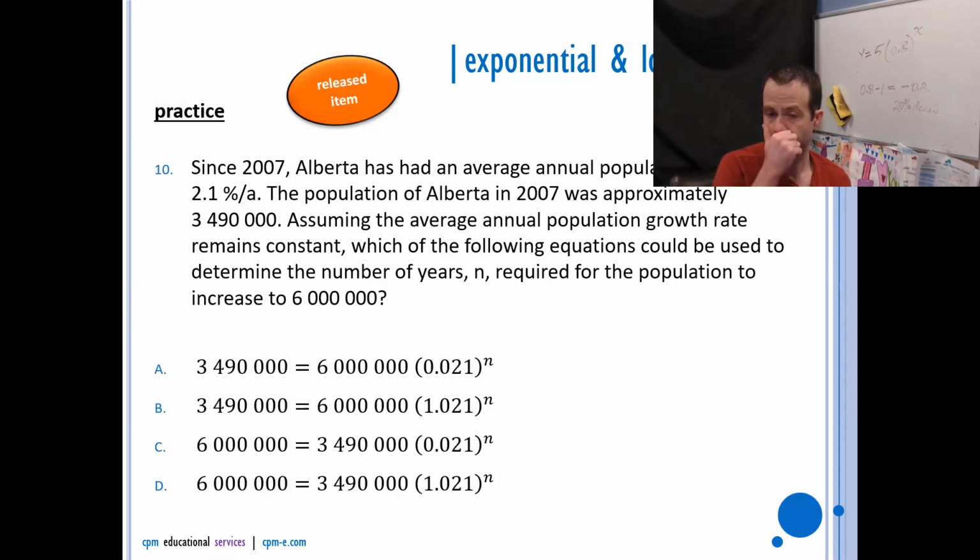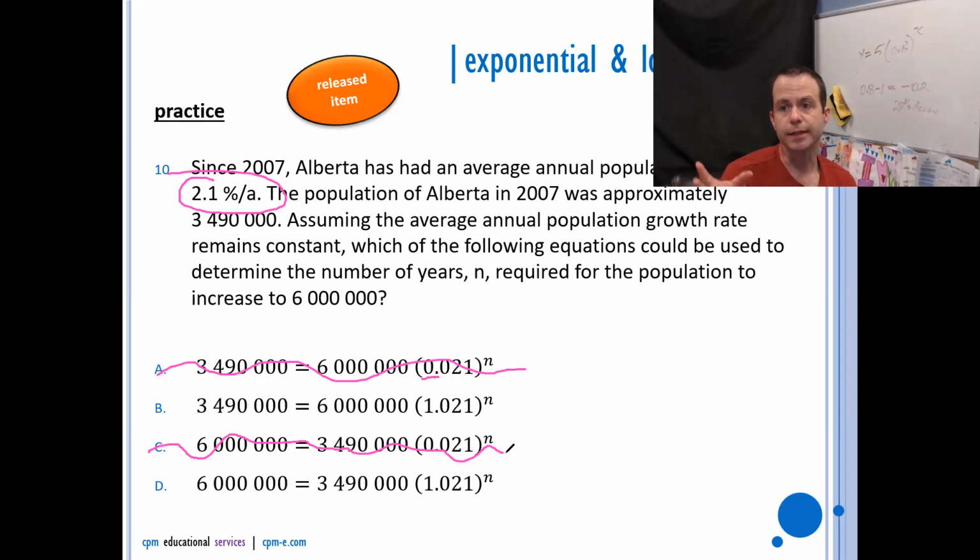A couple of things going on. Number one, here is our growth rate. We need to think of our rate of growth as the decimal, and because it's growing, we need to add 1 to it. So I would want you to rule out A right away from that conversation because there's not a 1 there. And I'd want you to rule out C right away because there's not a 1 on the growth rate.